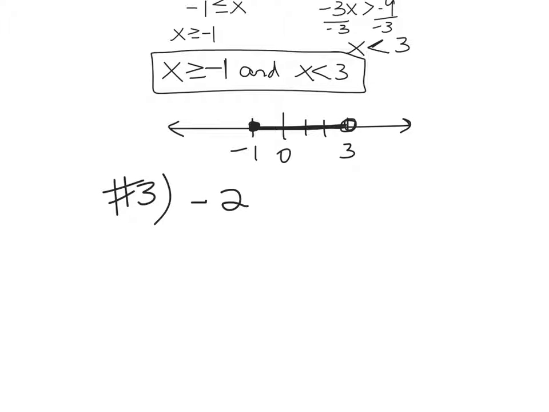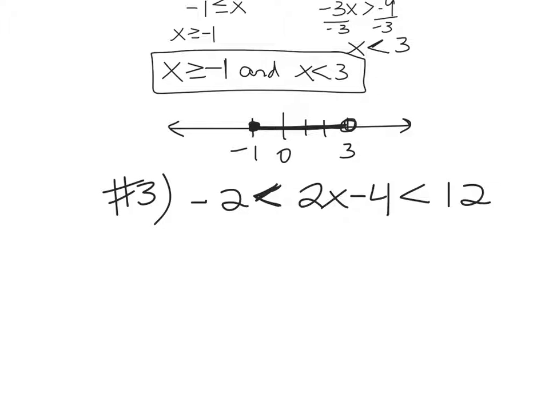-2 is less than 2x minus 4 is less than 12. Okay, this is two problems. It's saying that this number, x, when you multiply it by 2 and subtract 4, has to be between -2 and 12. It has to be bigger than -2, but less than 12. So what we're going to try and do is find out what x is. We're going to find out x has to be between two numbers.